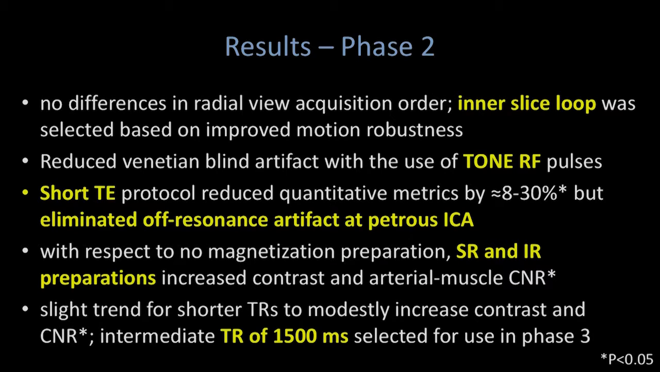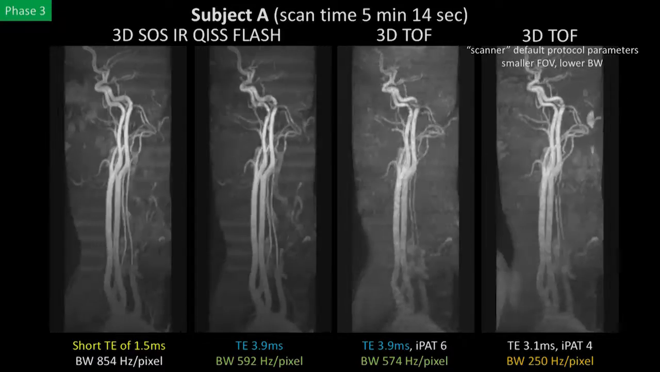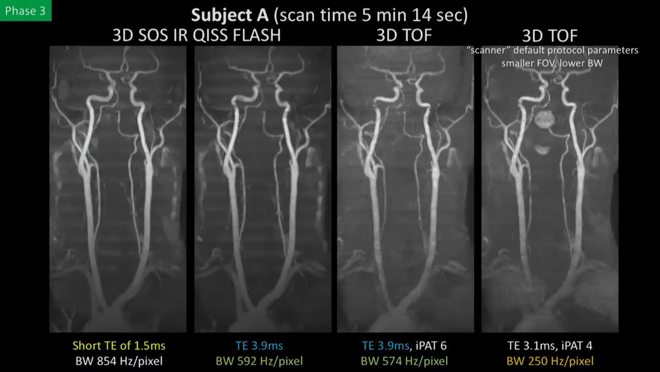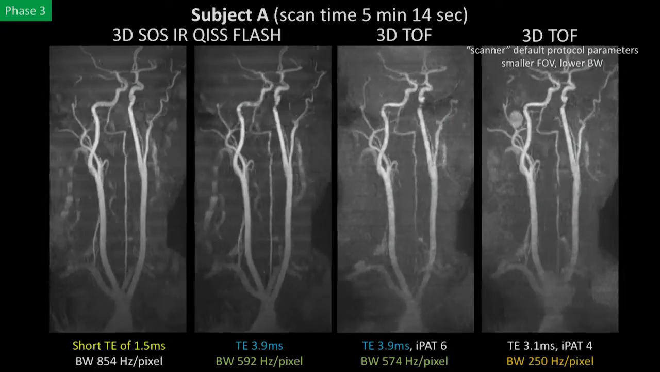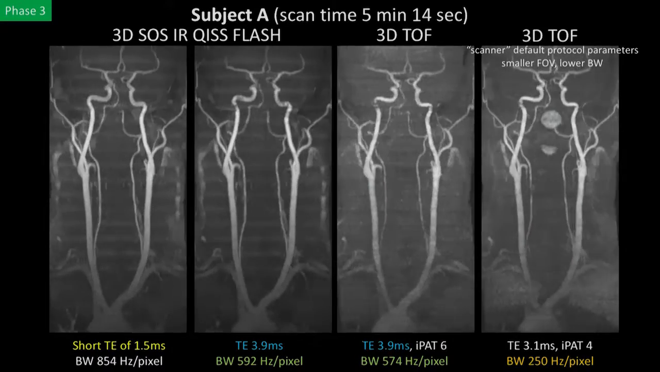There was a slight trend for shorter sequence repetition times to modestly increase contrast and CNR, but it was a very small effect, so we chose an intermediate sequence repetition time of 1.5 seconds in phase 3. So I'm going to walk you through the 4 subjects that we imaged in the 3rd phase of our study. This was a phase where we try to get whole neck coverage in 5 minutes.